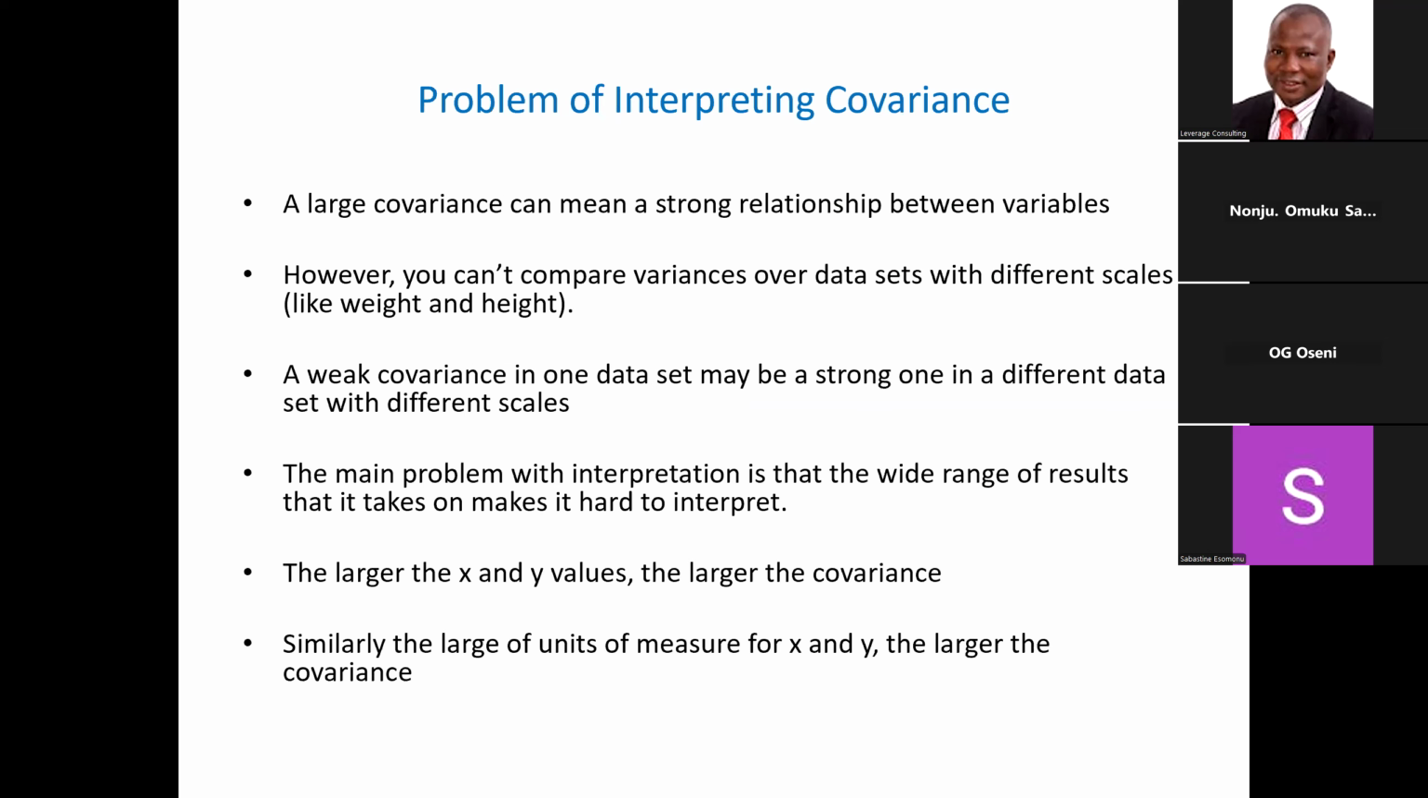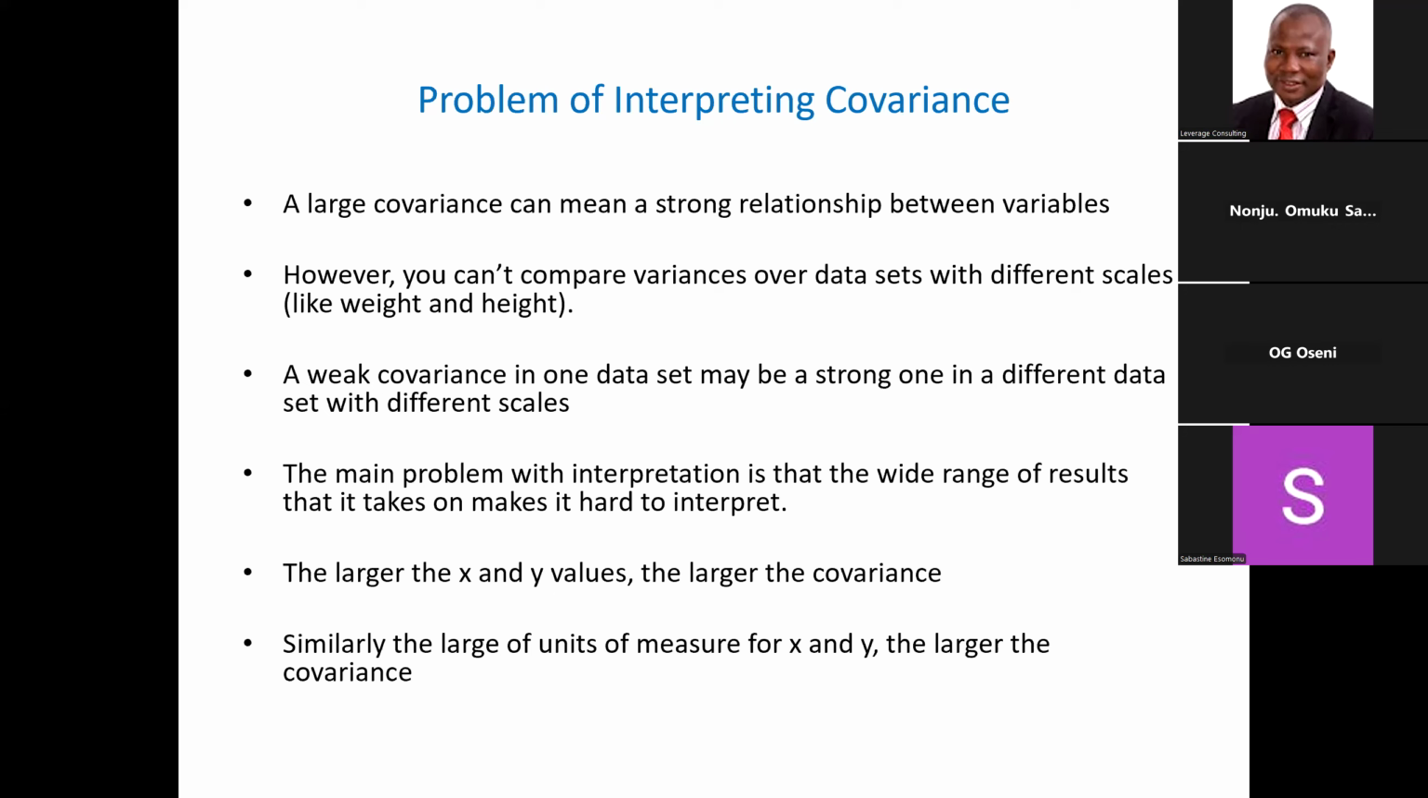A large covariance can mean a strong relationship. However, you can't compare covariances across data with different scales. A weak covariance in one data set may look strong in a different data set with a different scale. If you measure distance in kilometers and then change to meters, it may give you different values. The same thing with time in hours.